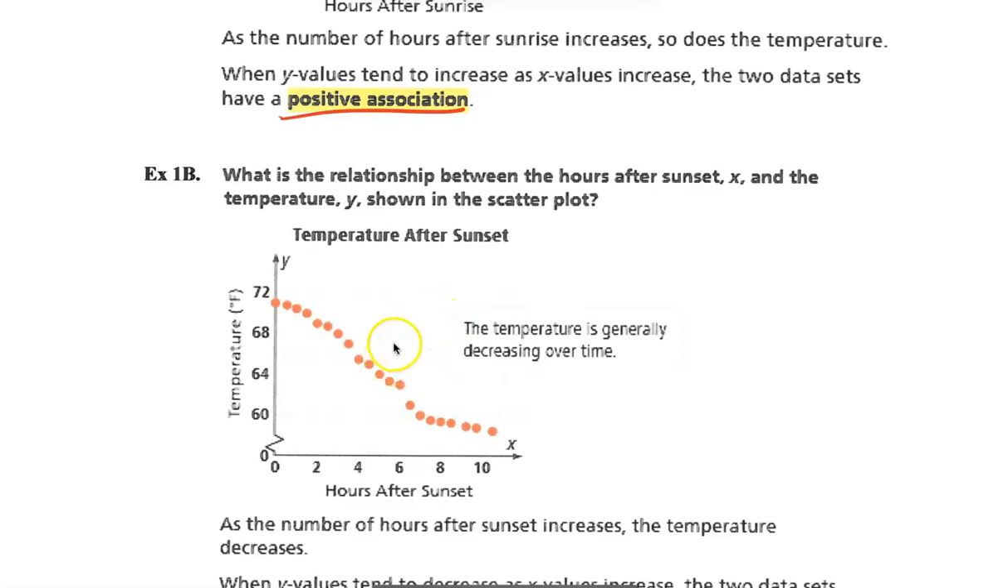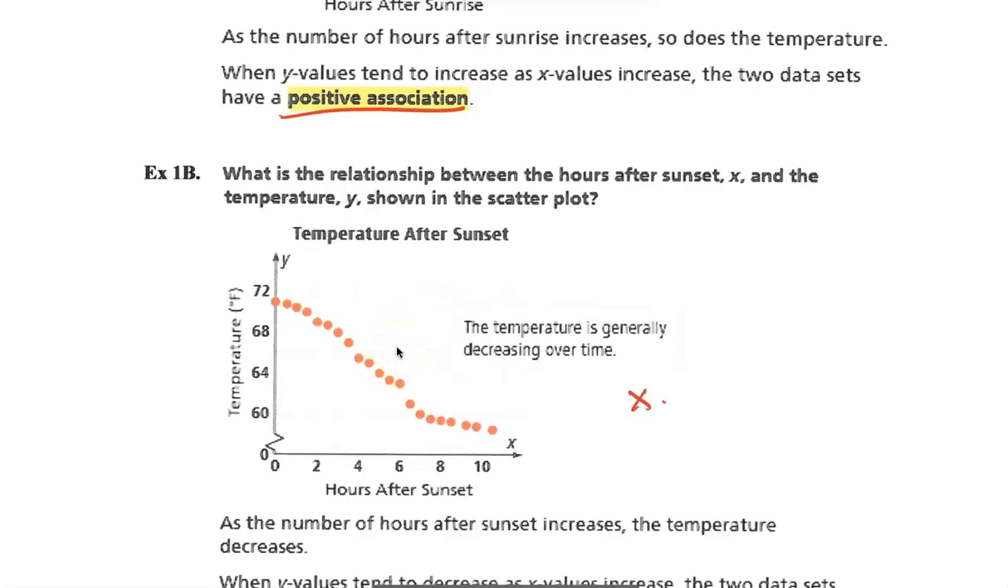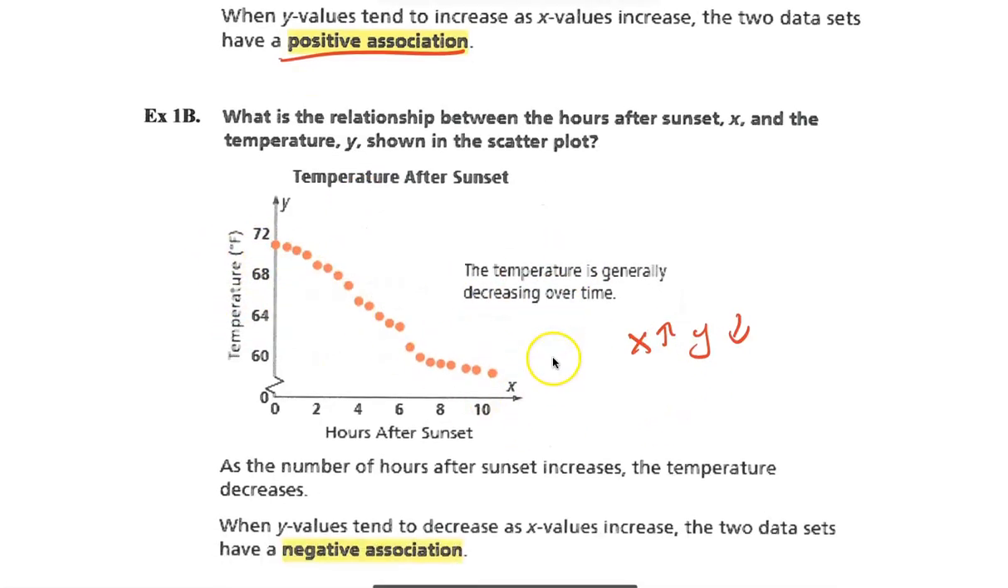A negative correlation is when, as x gets higher, y goes down, right? So as x gets bigger, y gets smaller. So the temperature after sunset, once the sun goes down, starts to cool off. That's a negative correlation.